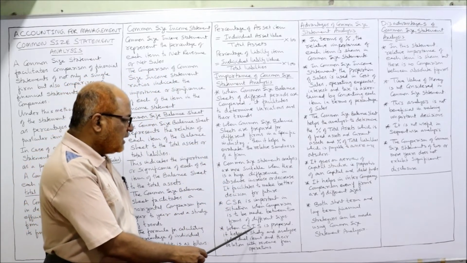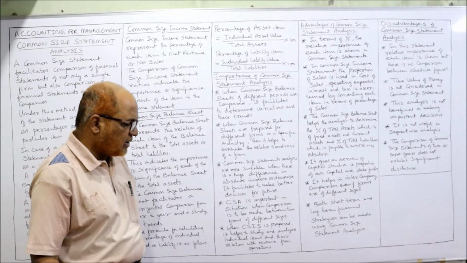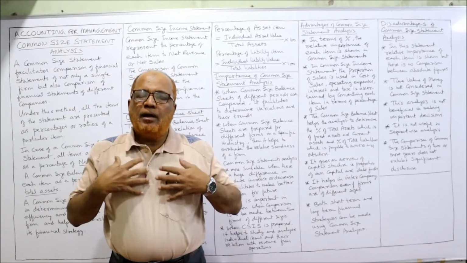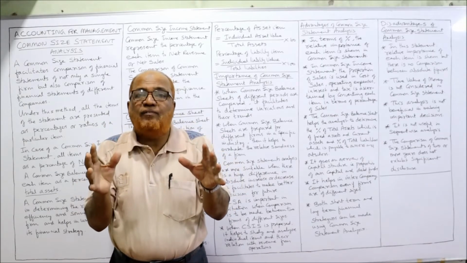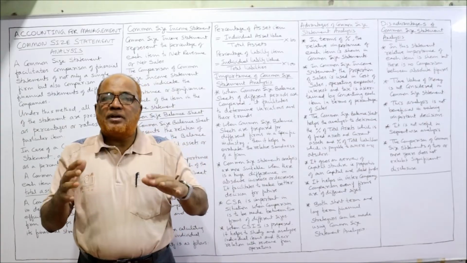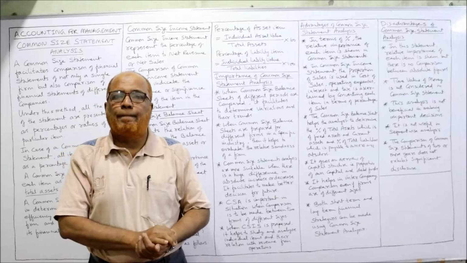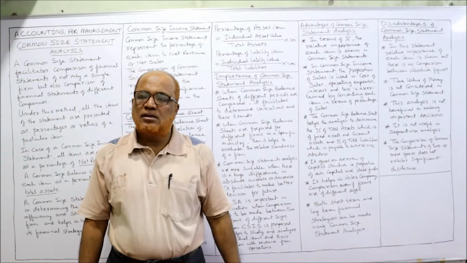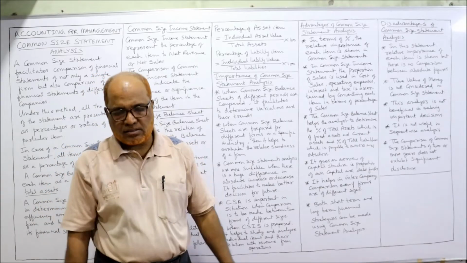Last one, when a common size income statement is prepared, it helps to study the individual items and their relation with revenue from operations. By making this common size income statement, we can find out which item is comparatively more significant compared to other items in the income statement, which expense is more, which expense is less, what is the importance of every item in the income statement. We can find this out by using common size statement analysis. These points show the importance of common size statement analysis.